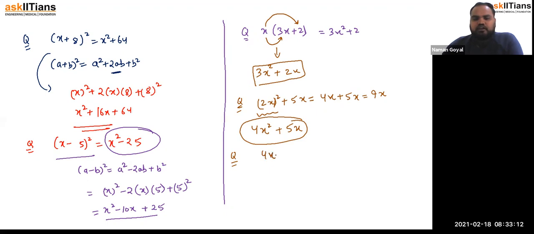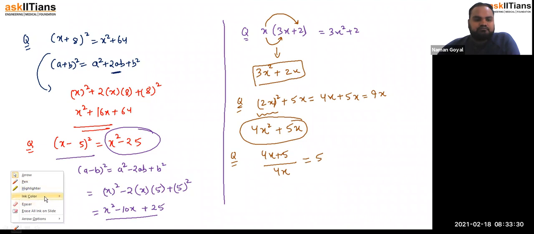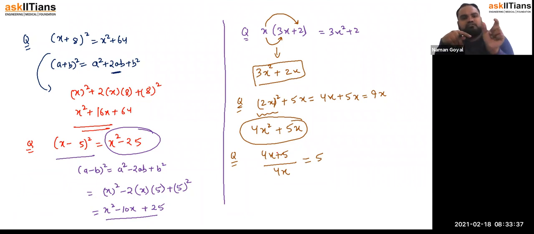somebody writes down 4x plus 5 upon 4x is equal to 5. They write down this quantity as 5. So what mistake did they make? See, let's see. In the numerator part, what we are going to do, we are going to separate that denominator among these two quantities in the numerator. So what we get, 4x upon 4x plus 5 upon 4x.